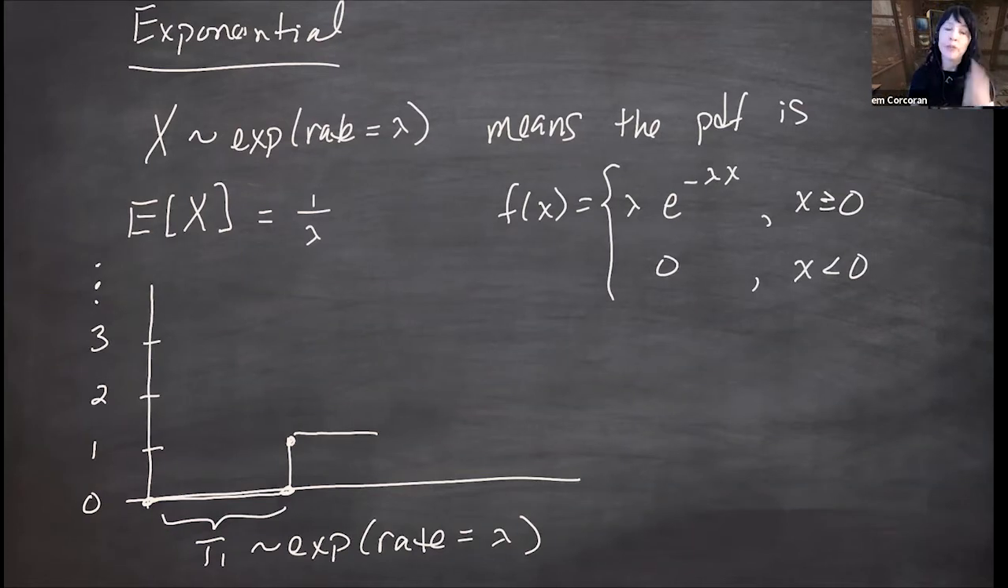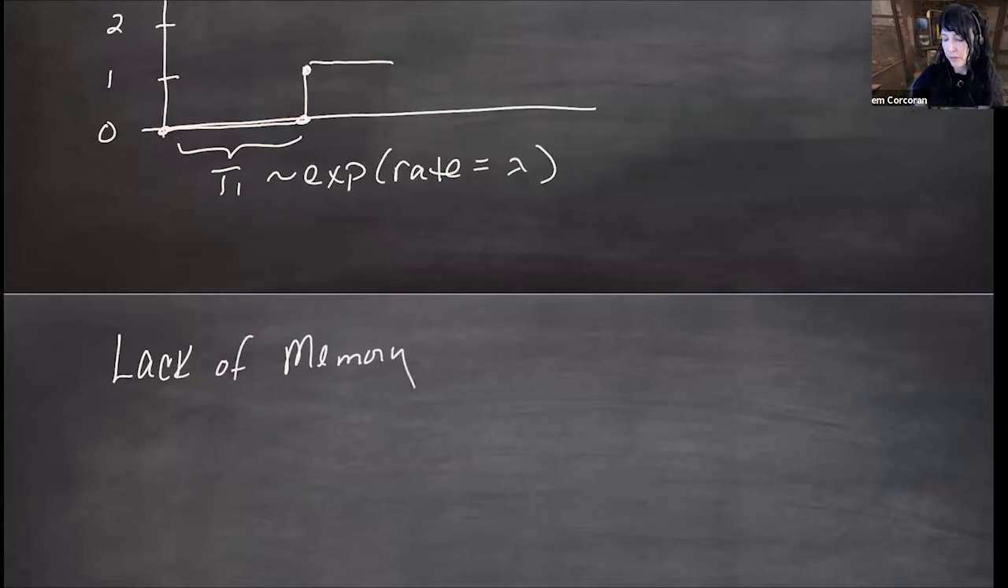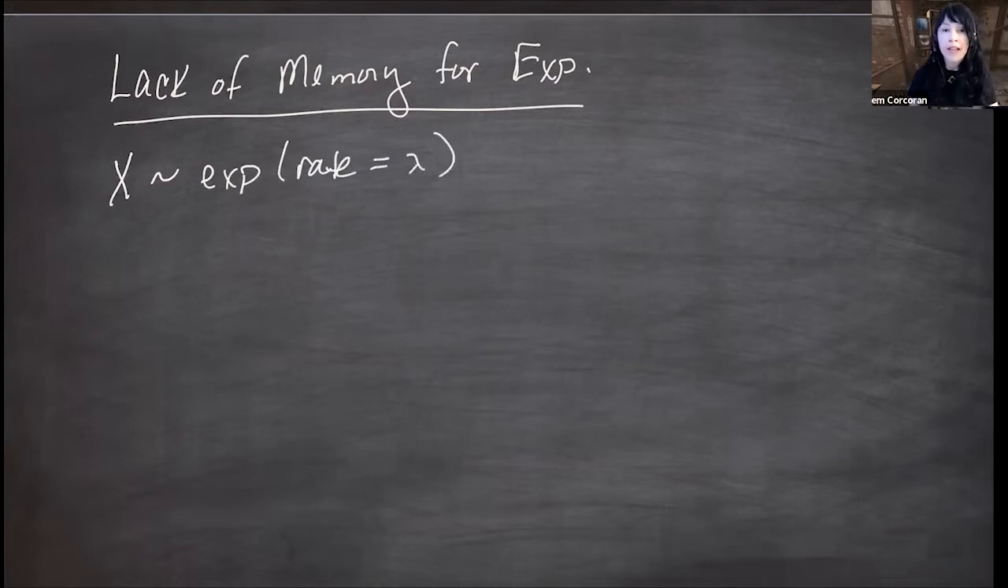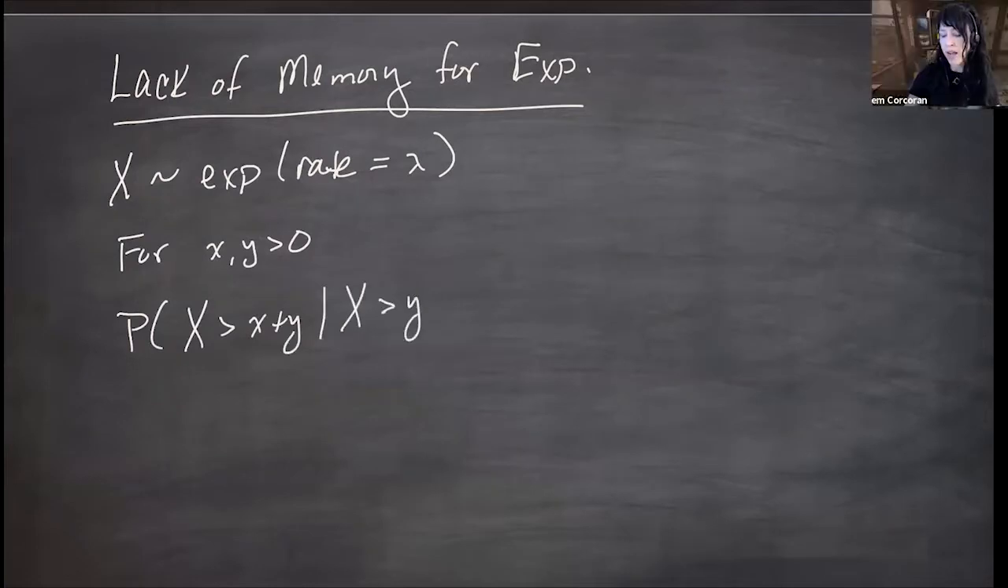Okay, so lack of memory is really important for us to keep the Markov property, because where you go should depend on where you are and not where you were. And so here was the lack of memory property, or memoryless property, for the exponential distribution. So we have X exponential with rate lambda, and the lack of memory property says that for any little x and little y greater than 0, the probability that X is greater than x plus y, given that X is greater than y, is just the probability that X is greater than x.